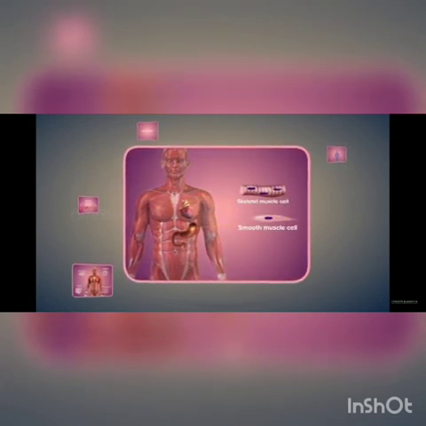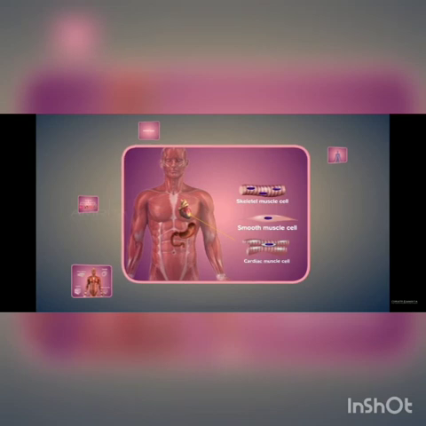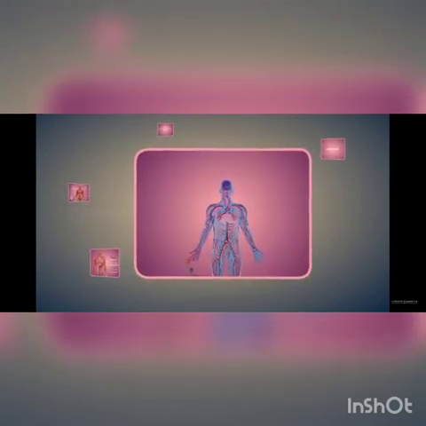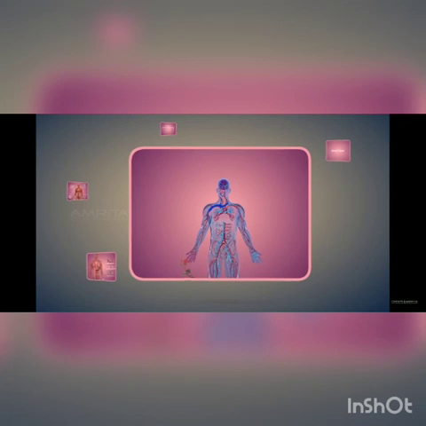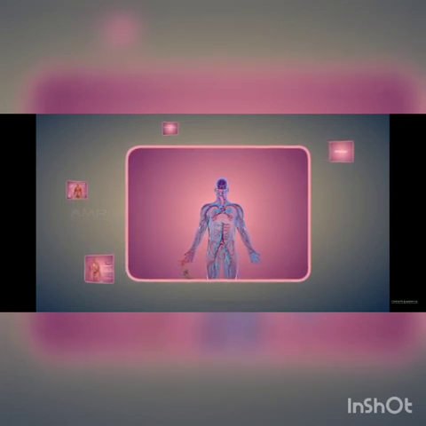Skeletal muscle cell, smooth muscle cell, then cardiac muscle cell, likewise three types of muscle cells are there. In the nervous system, the neuron is the structural and functional unit of the nervous tissue.